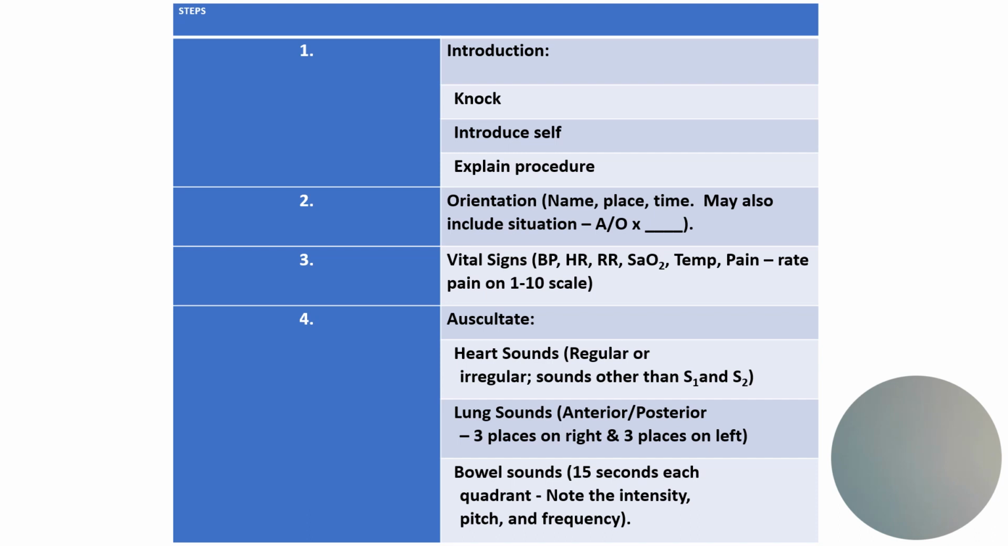You're going to listen to each quadrant for at least 15 seconds to identify if you're hearing gurgling. If you're hearing gurgling, then you have bowel sounds. When we get to the assessment on abdomen, we'll be talking about how many bowel sounds equal active, how many bowel sounds equal hypoactive, and how many bowel sounds equal hyperactive. So at this point, you're just basically listening. Do I hear bowel sounds? If so, they're active times 4.